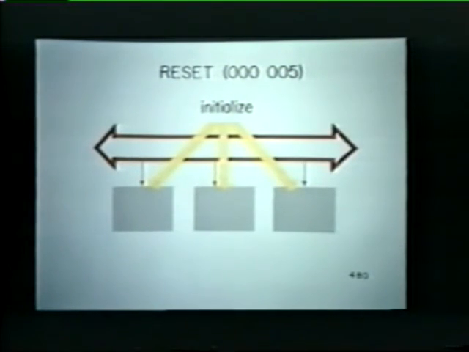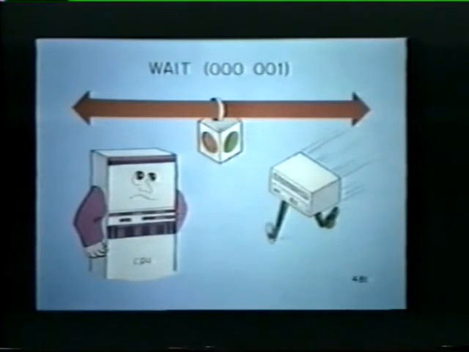One of these instructions is called reset and has an opcode of 000005. The reset instruction places an initialized signal on the unibus so that every device tied to the bus is initialized to the same state it held when power was first applied to the system. The next instruction is the wait instruction, which has an opcode of 000001. The wait instruction forces the CPU to release control of the unibus and not re-establish control until after another device has been serviced. In other words, the CPU must wait for some external device to grab the bus and interrupt the CPU for servicing.